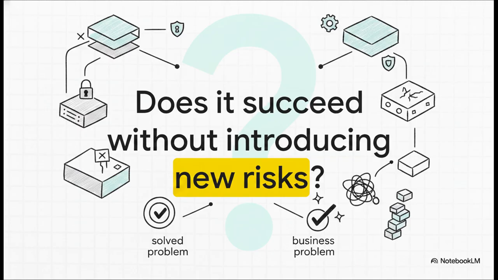As you go off and architect your next application, I want you to ask yourself this one critical question. Does your candidate architecture actually succeed without introducing any brand new risks? Are you genuinely solving the core business problem? Or at the end of the day, are you just trading one set of architectural risks for another?